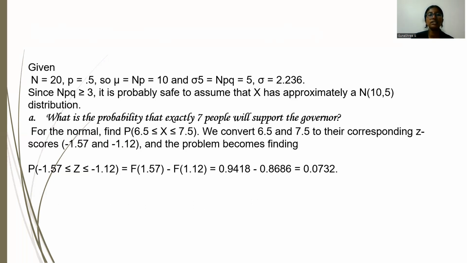In the question, n is specified as 20 and p is 0.5. So mu will be n times p, that is 0.5 times 20, which is 10. Sigma squared is npq, which equals 5, and sigma is 2.236. As determined, the npq value is 5, which is greater than 3, so we assume that the approximation of X following a normal distribution with mean 10 and variance 5 will hold.